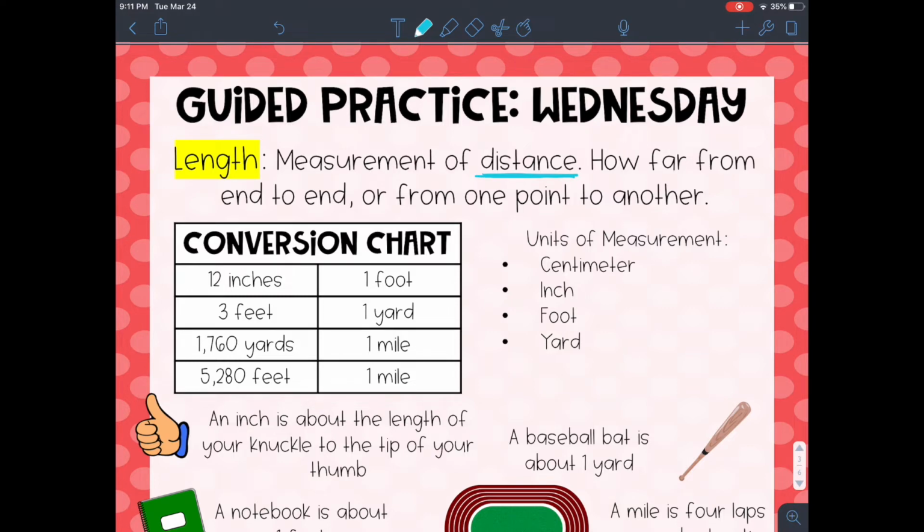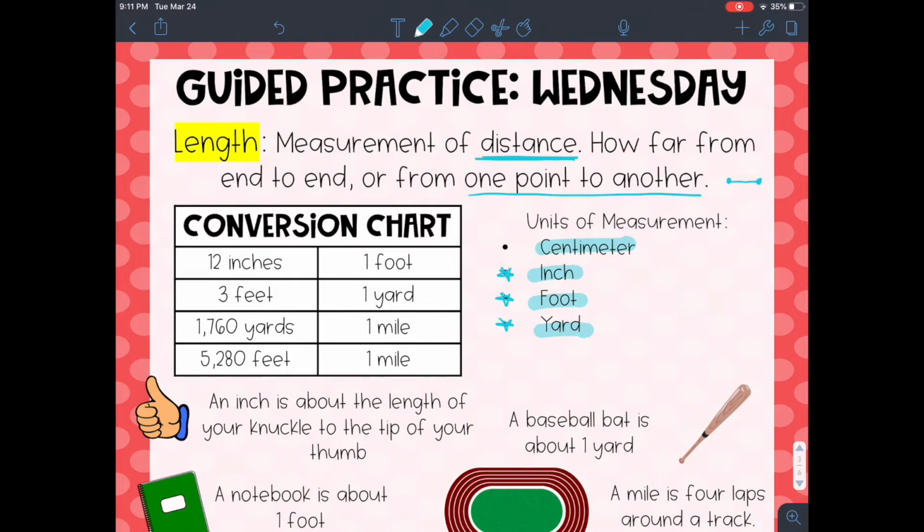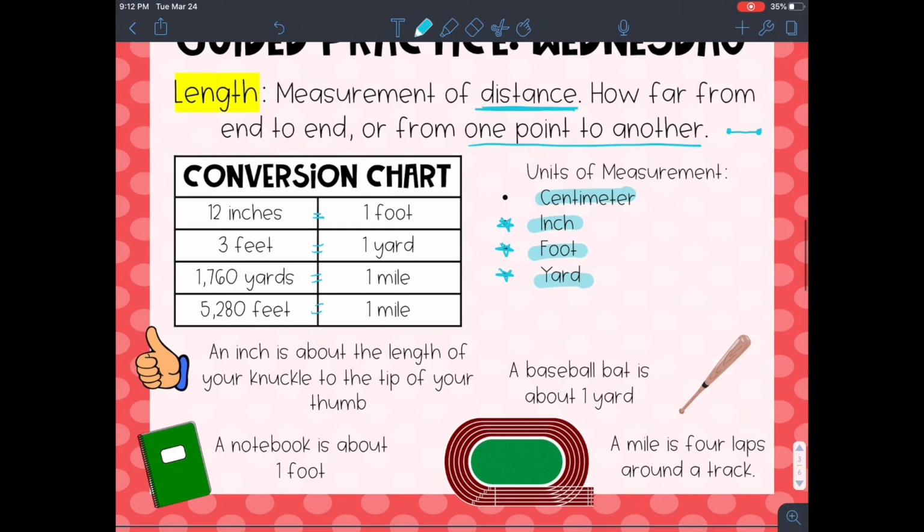The final way we're going to measure objects in 4th grade is using length. So length is the measurement of distance, from one point to another. Just like when we had line segments, you can measure line segments. So we're just measuring the distance between 2 points. We use centimeters, inches, feet, and yards to measure these. We're really going to focus on inches, feet, and yards for this unit. When we get into the metric system, because right now we're using the customary system, we'll talk about different units of measurement. So here's your conversion chart. Again, it's in your Google Slides and can help you when we're converting units. You don't have to memorize it.